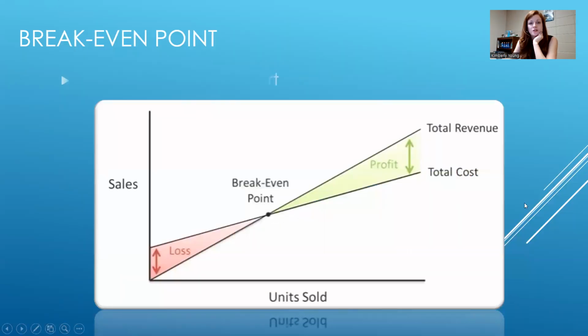This right here is just going to show you the cost volume profit chart, the break-even point. If you don't sell enough to break even, you have a loss. If you sell more than that, then you have a profit. That break-even covers your fixed and your variable costs.